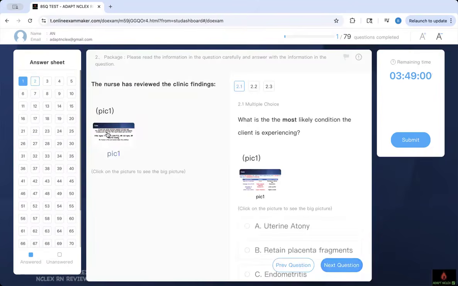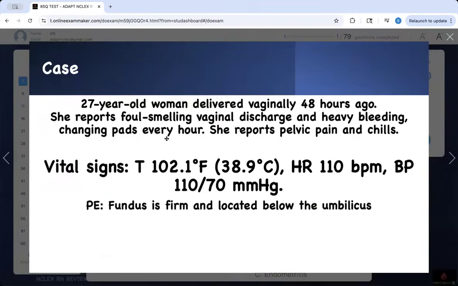Case number 2. What do we have? 27-year-old woman delivered vaginally 48 hours ago. She reports what? Foul smelling vaginal discharge and heavy bleeding. This is what? Health promotion, maternity question. She's changing the pad every hour. She reports what? Pelvic pain and chills. Vitals, temperature 102, heart rate 110, blood pressure 170, and the fundus is firm, located below the umbilicus. This is the overview.